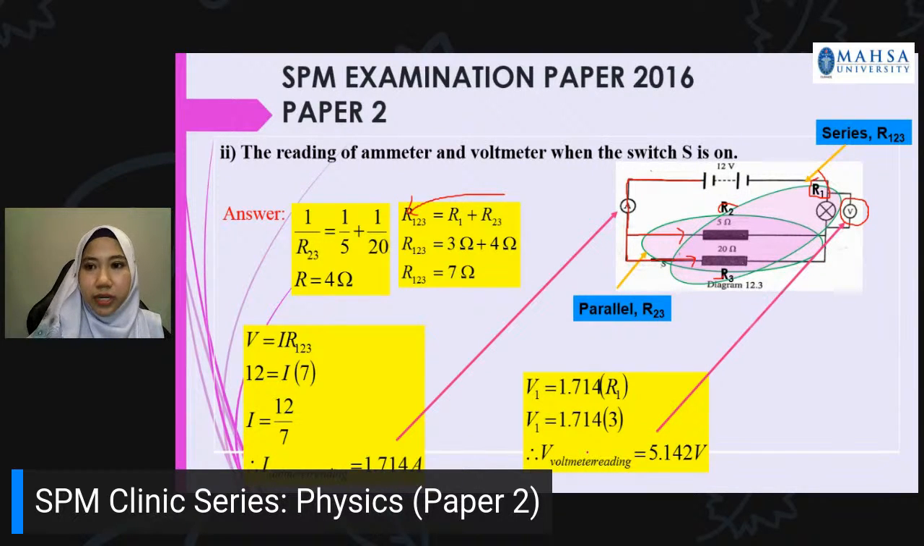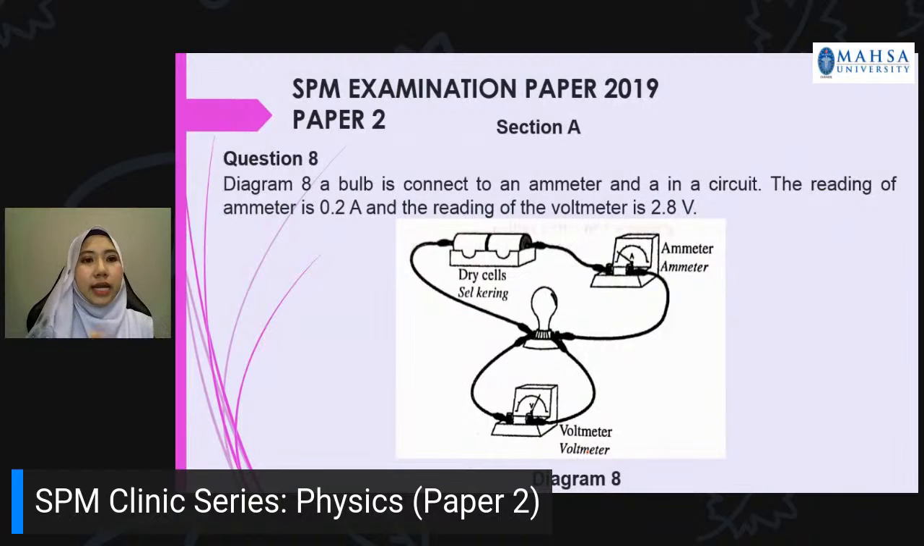Next, here you got the value of the voltmeter reading when the switch S is on. If correct, you get 5 marks: here 2 marks, and here 3 marks. Okay, next, let's do the question.